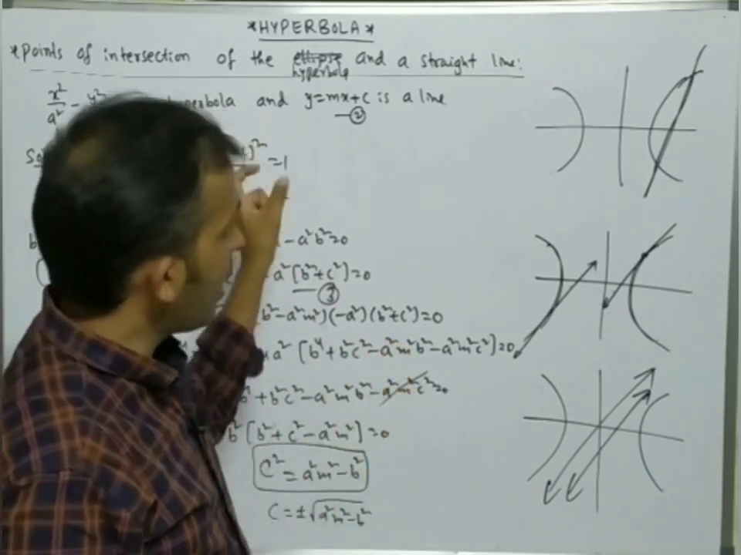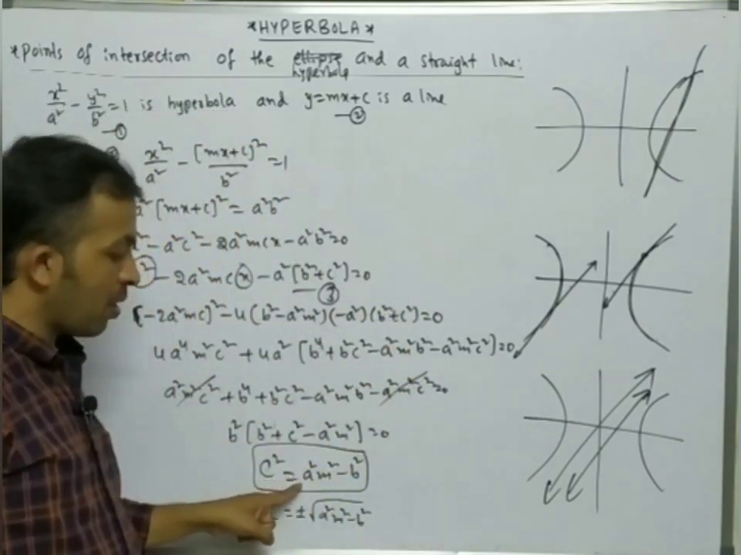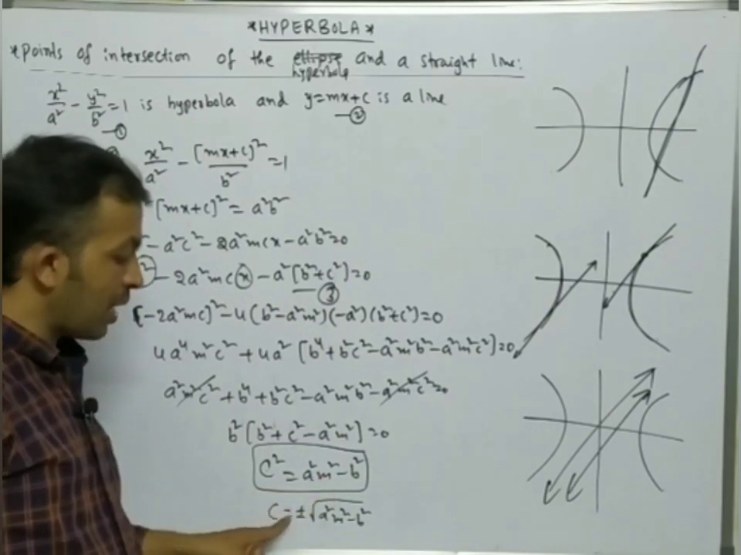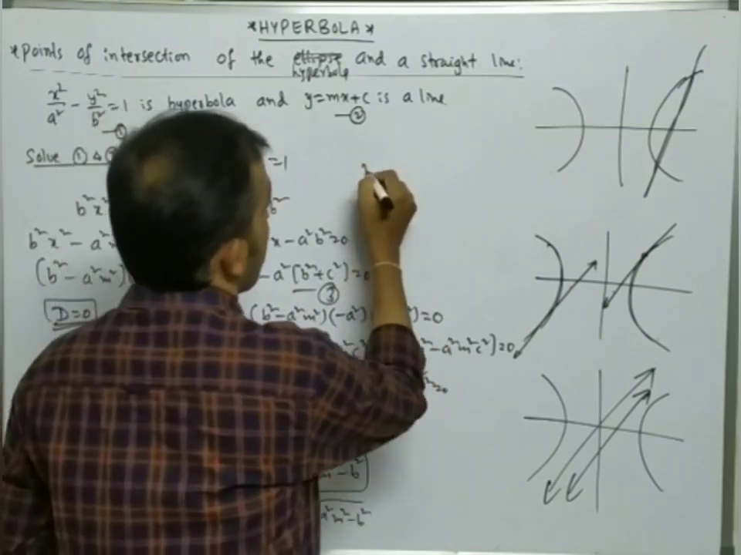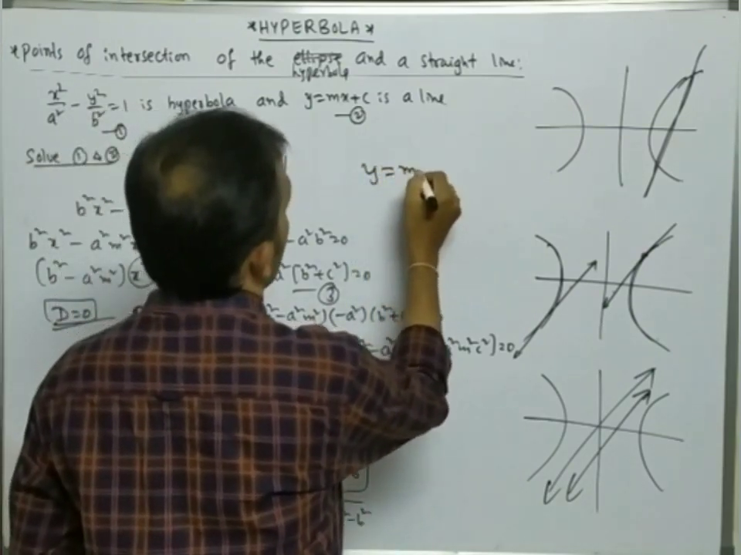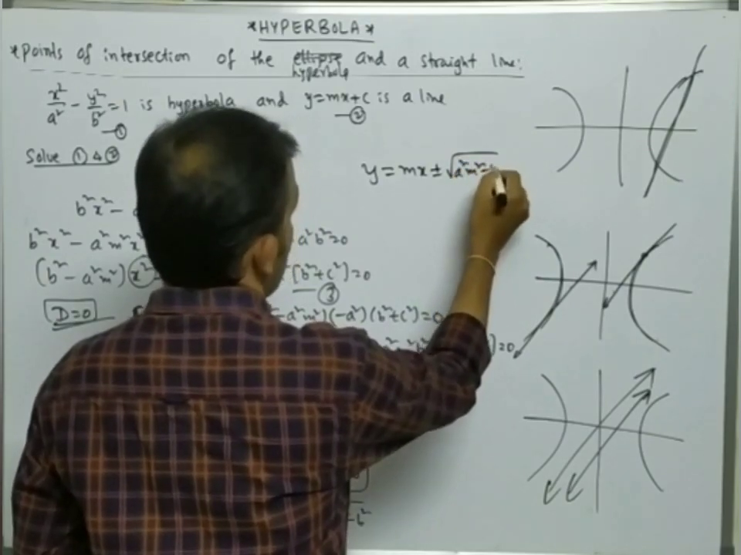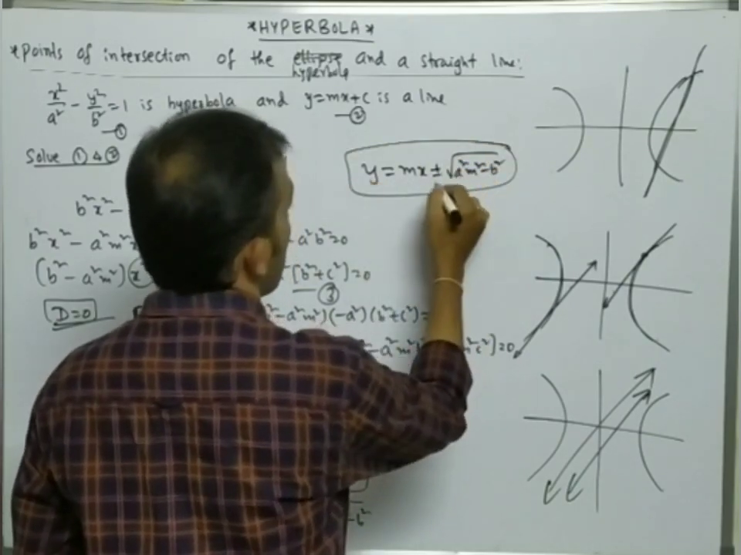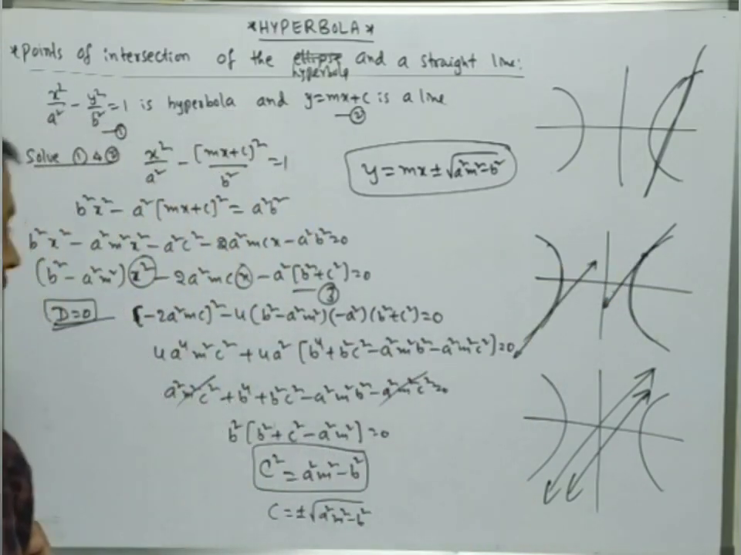So a line is said to be tangent to the hyperbola if the condition c square is equal to a square m square minus b square holds. Then c is equal to plus or minus the square root of a square m square minus b square. Those two tangents are y is equal to mx plus or minus that. These are the two tangents in slope form. Now the point of contact.